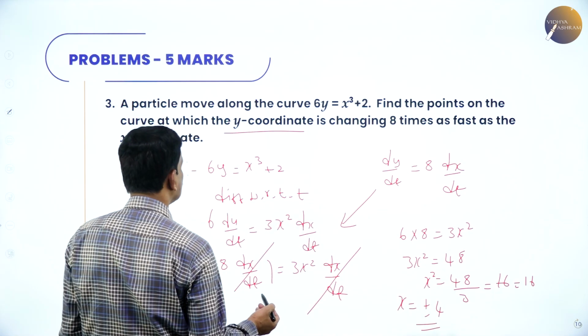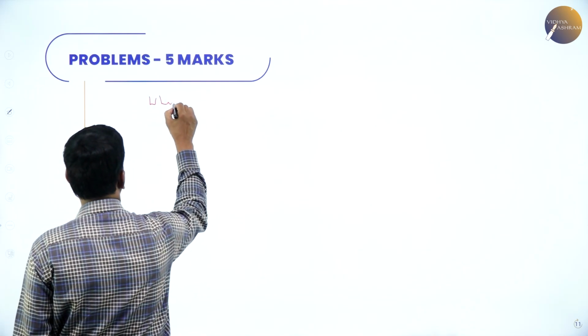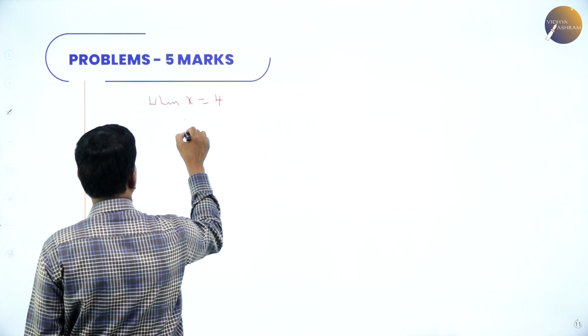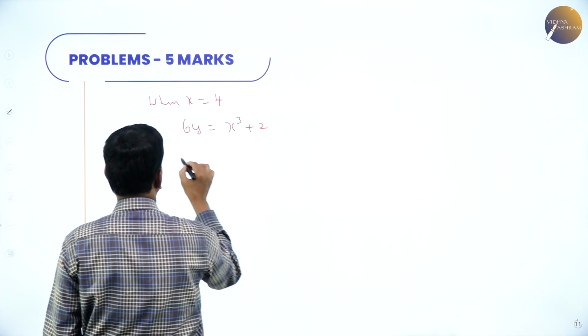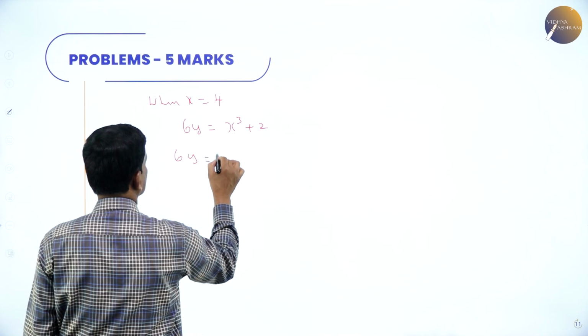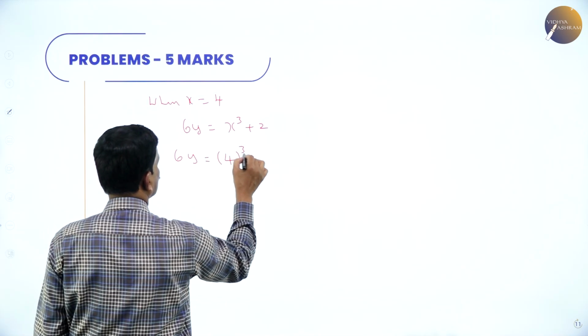That's it. Now, when x is equal to 4, find out the value of y. Substitute here in 6y is equal to x cube plus 2. 6 into y is equal to 4 cube plus 2.